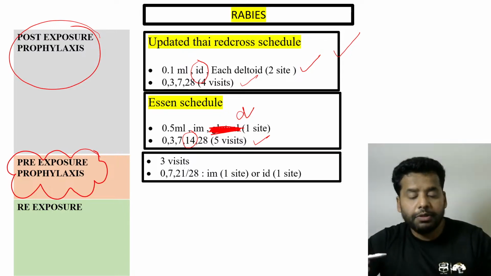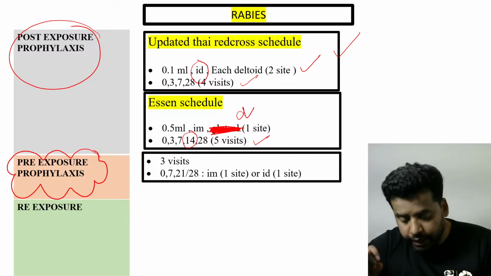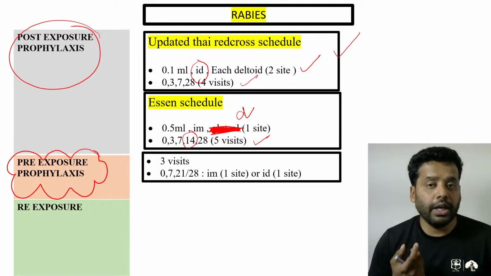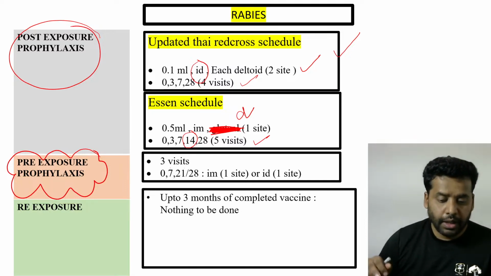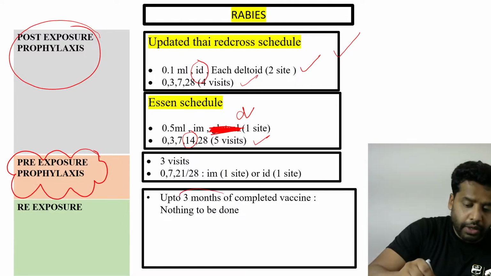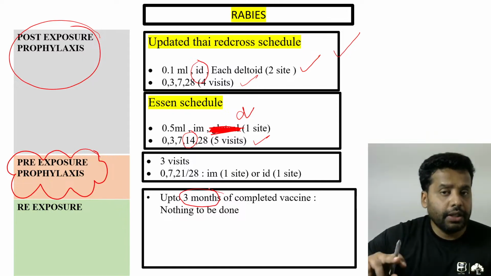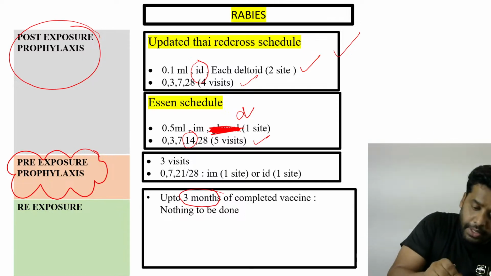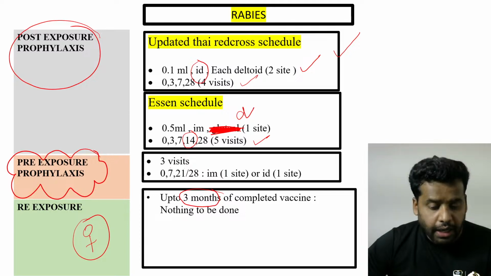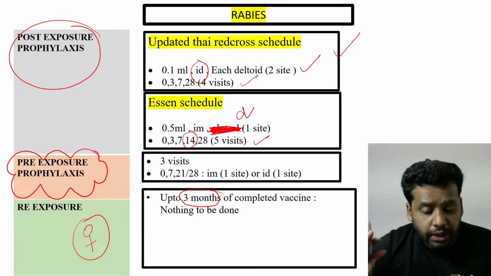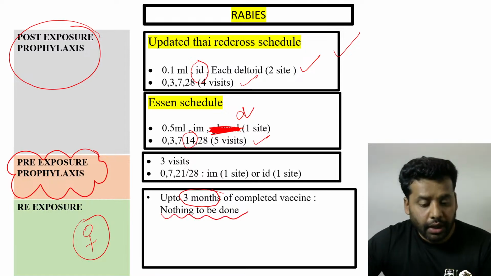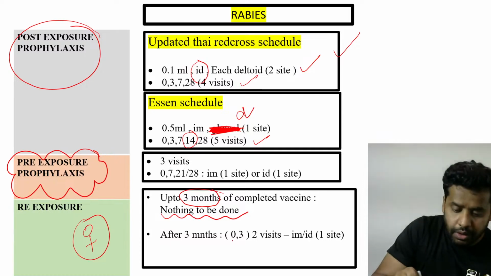Re-exposure means he has been vaccinated before and again there is a dog bite, again and again. What are you supposed to give for re-exposure prophylaxis? Tell me. If the bite is within 3 months, nothing to worry, no need for any vaccine, because the patient has taken the vaccine and completed the schedule. Nothing to be done. After 3 months, highlight this, 2 visits.